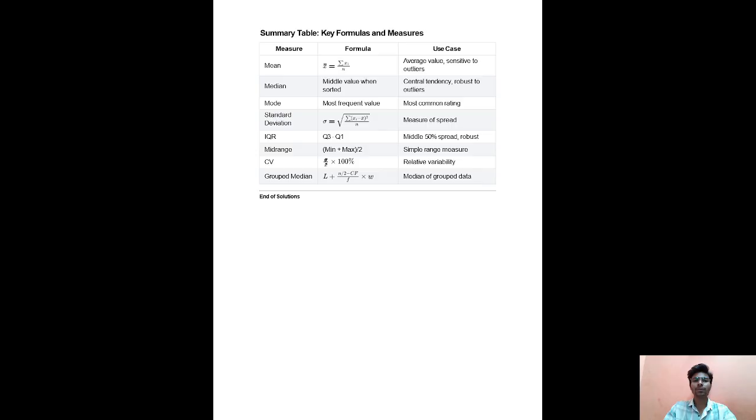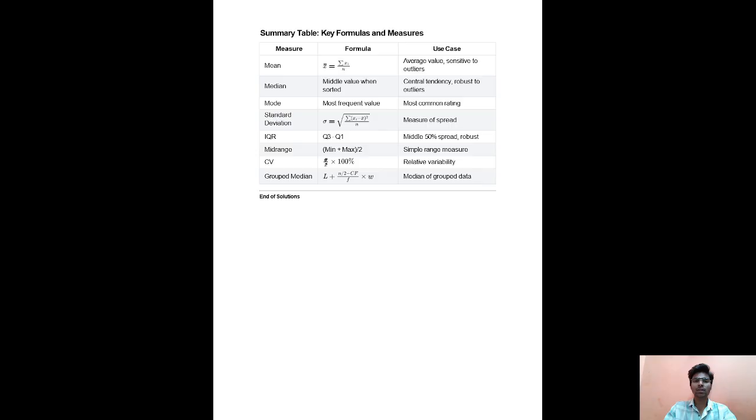Summary table: key formulas and measures are there. Measuring mean, median, mode, standard deviation, IQR, mid-range, CV, and grouped median. End of this solution. Use cases of these: the formulas are in the table, and you can see it very well.